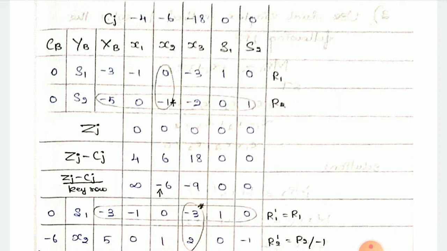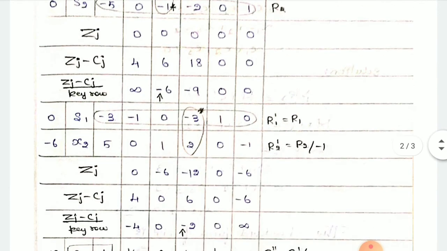For the next table, minus 1 will be there, so you have to change it into plus 1. You divide by minus 1, so it changes to plus 1. The R1 value is already 0, so there is no change in R1. For this we have to come up with the formula.